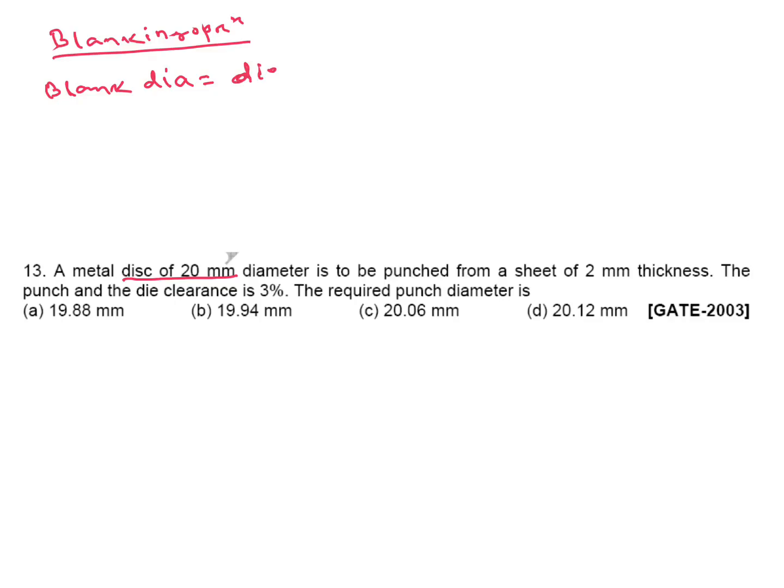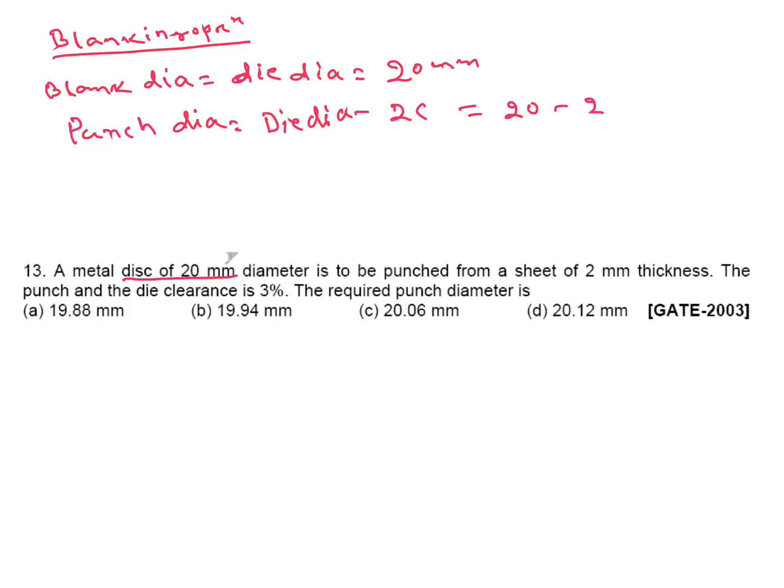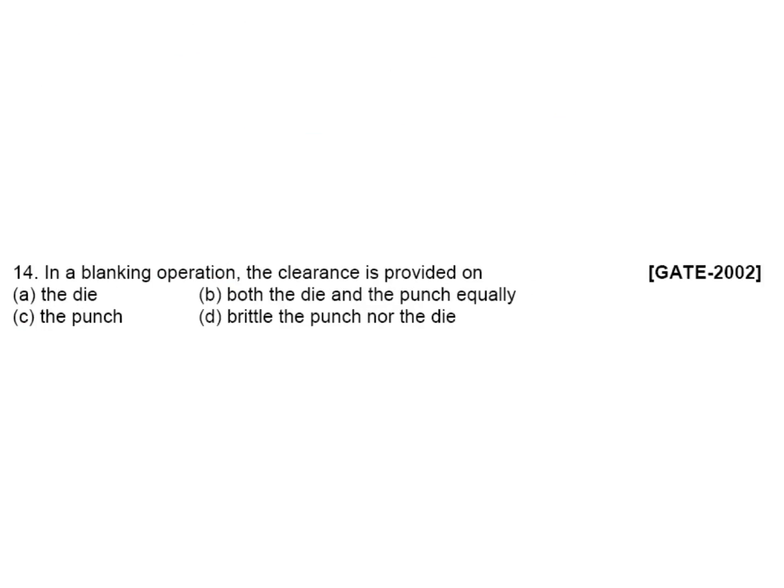Then clearance is 3%. So punch diameter is die diameter minus 2C, 2 into clearance: 20 minus 2 into 3 by 100 into thickness 2. If you solve this, it's 20 minus 0.12, and you will get 19.88. A is our answer. This one was asked again in the GATE examination. Blanking operation, clearance on the punch. C is our answer. For the die, the operation is punching.